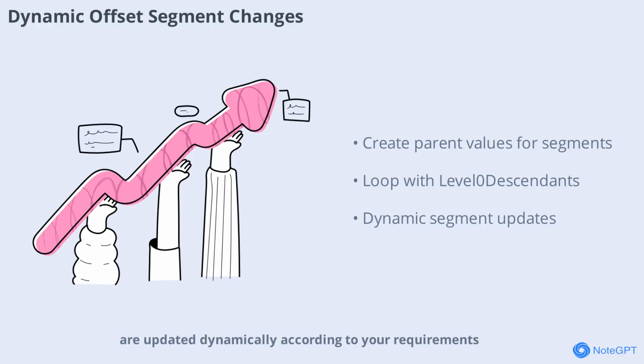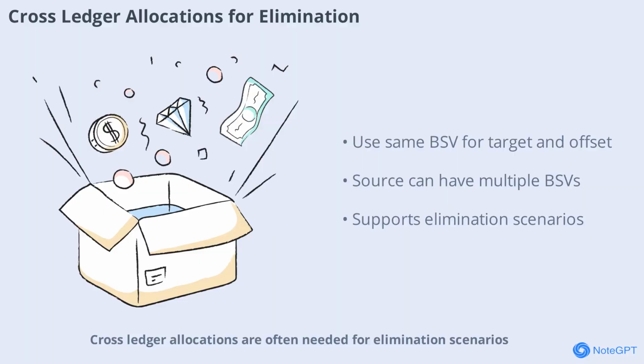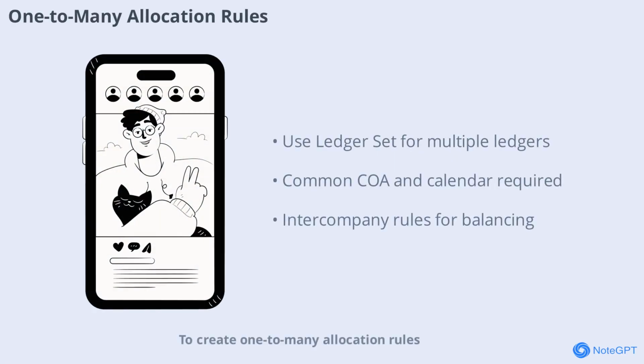to your requirements. Cross-ledger allocations are often needed for elimination scenarios. To achieve this, create a formula rule where the target and offset use the same BSV, while the source can include multiple BSVs. This setup allows the general ledger allocations program to generate the necessary journals for elimination, ensuring accurate consolidation across ledgers. Create one-to-many allocation rules.